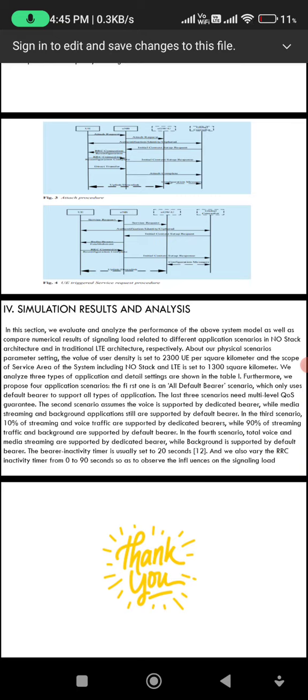In the fourth scenario, all voice and media streaming are supported by a dedicated bearer, while background is supported by the default bearer. The bearer inactivity timer is usually set to 20 seconds, and we also vary the RRC inactivity timer from 0 to 90 seconds so as to observe the influence on the signaling load.